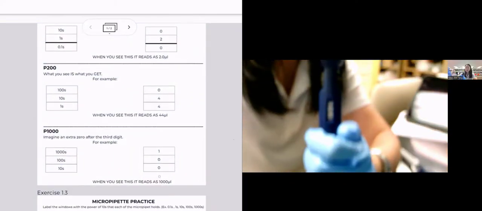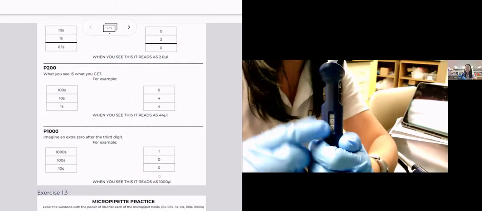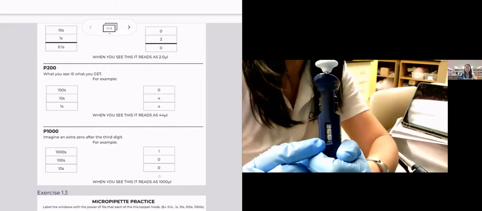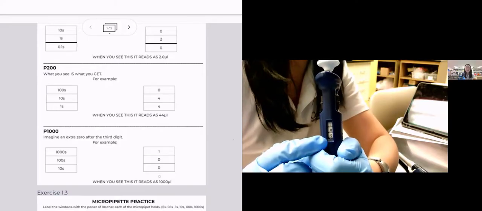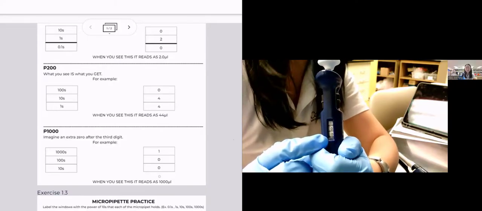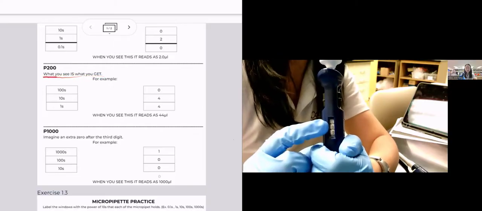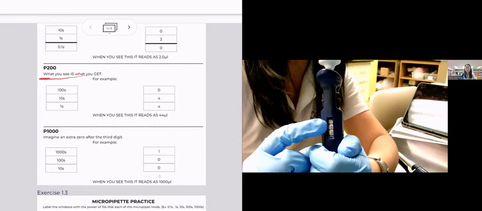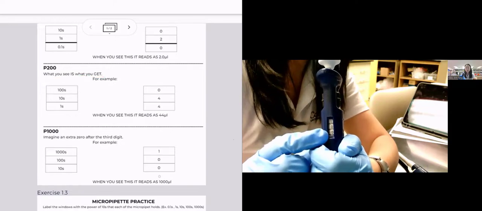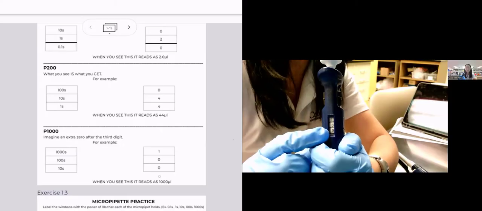Okay, so back to how do you dial this pipette? It has 3 digits. For P200, it's very easy. The trick is what you see is what you get. So if you see 100, you are measuring 100 microliter. Pretty easy, right? Well, then how are you going to set it to measure 44 microliter?